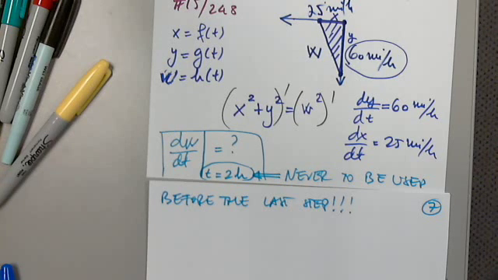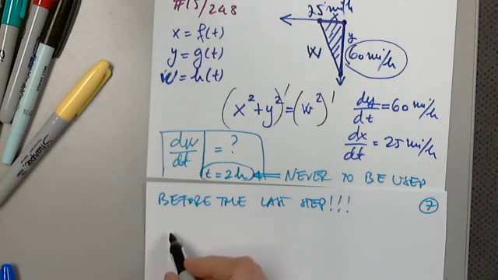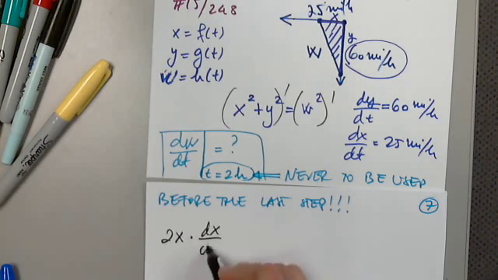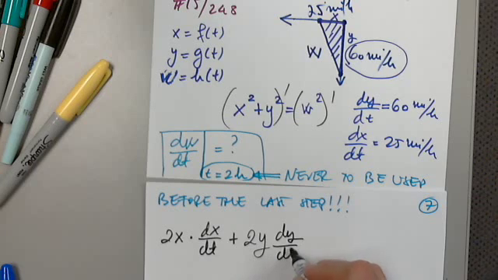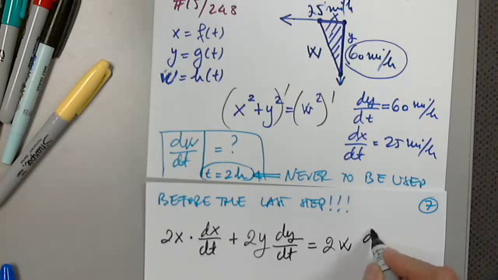The left-hand side: 2x times dx over dt plus 2y times dy over dt must equal 2w times dw over dt. Now we understand that these are three related rates. The rate of change of x, the rate of change of y, and the rate of change of w. They are in a relationship.